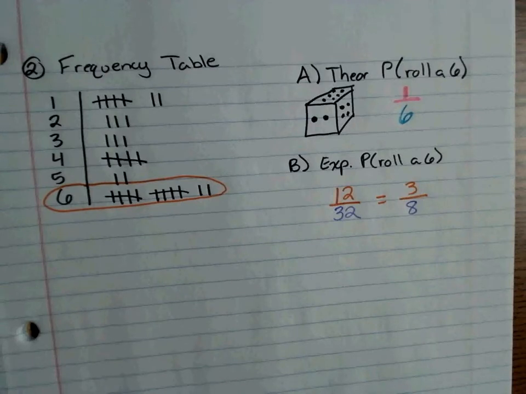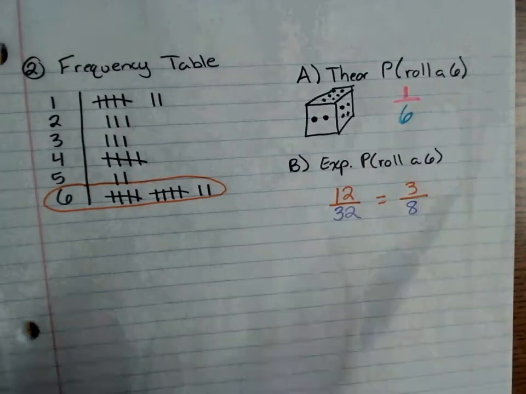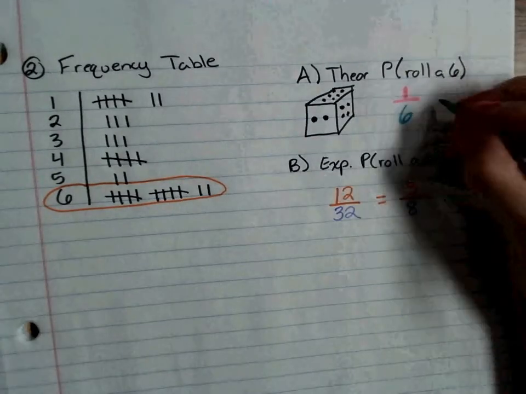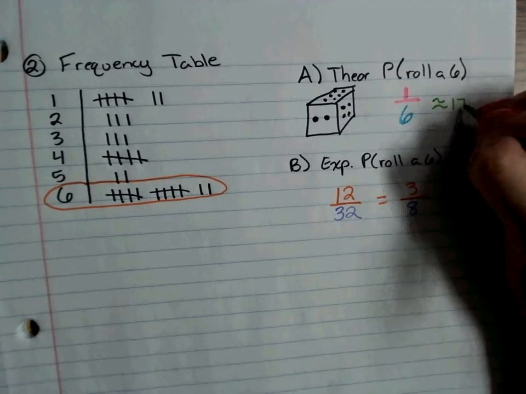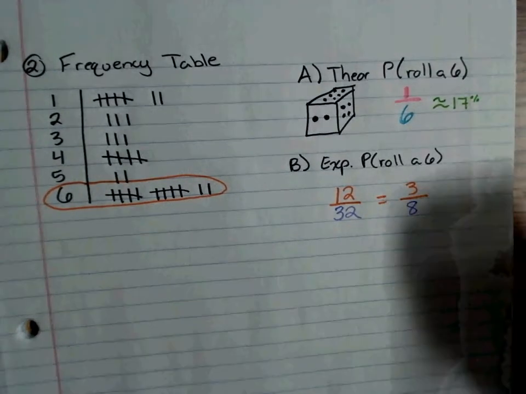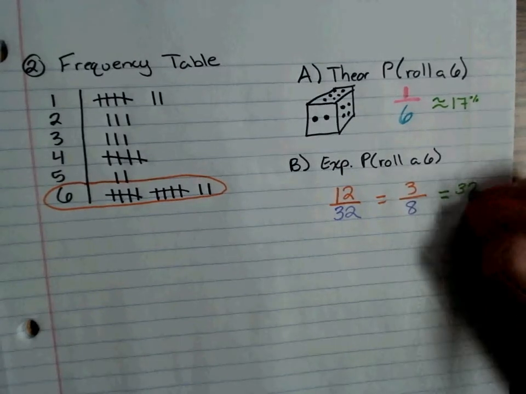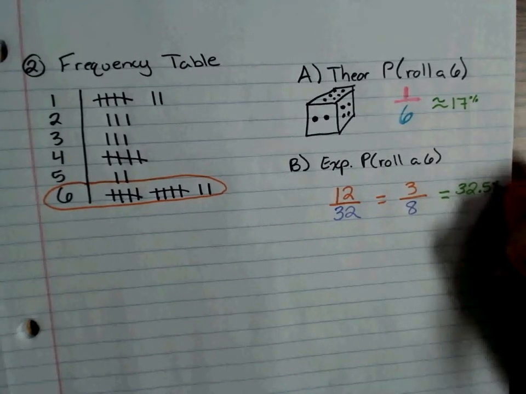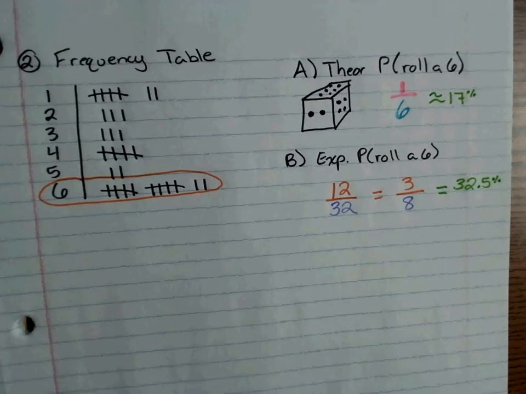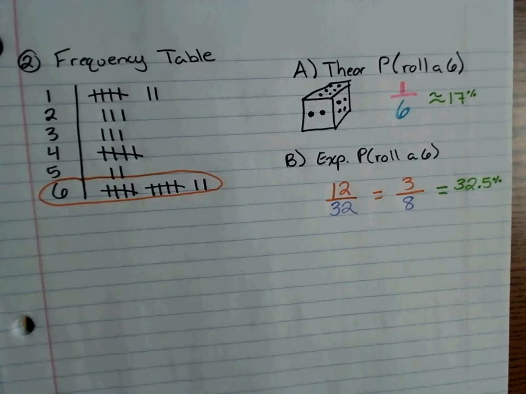Making a comparison, which one's roughly bigger? 3 over 8, right? This is about, like I said before, roughly about 17%. This would be equal to 32.5%. Okay, so our experimental probability is significantly larger. It might not seem like it's a significant difference, but it is.